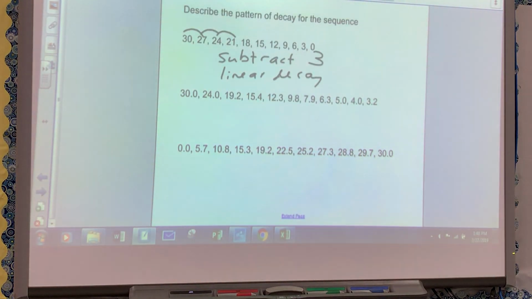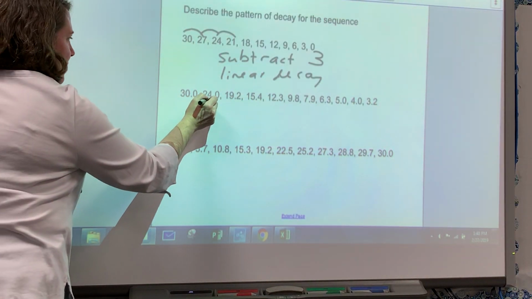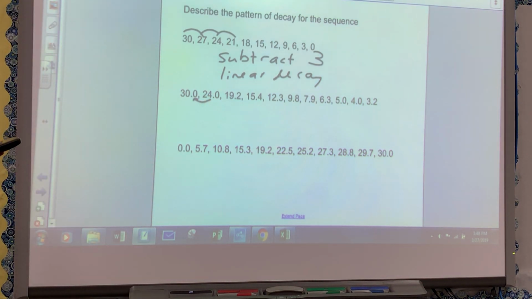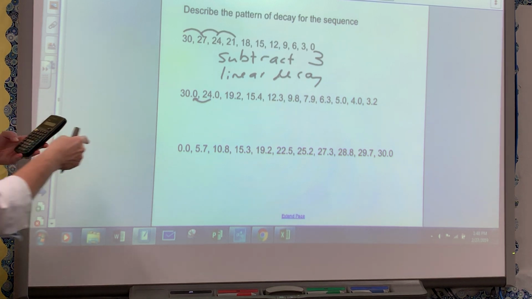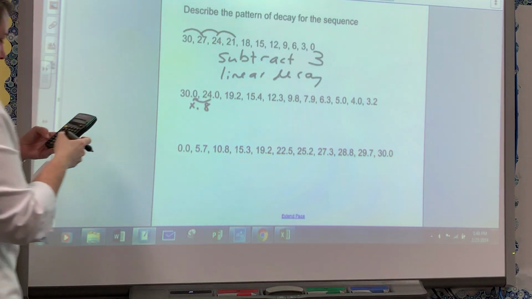Is it 20% each time? I have no idea. No. Okay, so now I know I'm not subtracting the same amount each time, so now I have to see what I am dividing each time. So I'm going to do 30 divided by 24. Next I'm going to do 24 divided by 30. So 30 times 0.8.